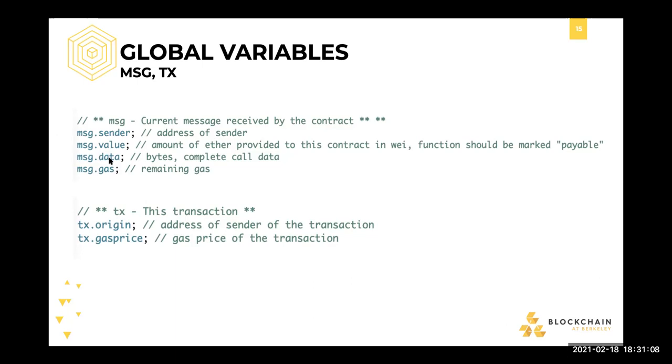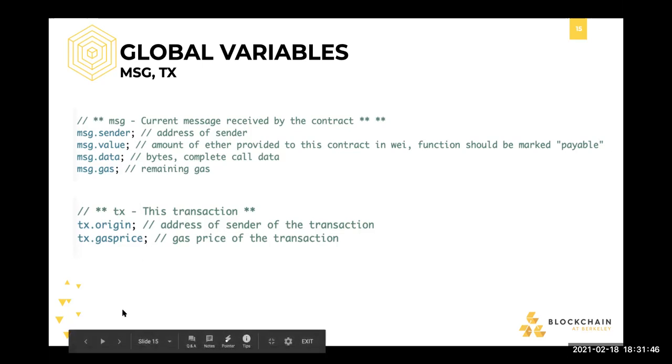And then the data is the complete call data, which is in bytes, and it's pretty much the bytecode of the message. And then the remaining gas, because we need to remember that each transaction in Ethereum uses gas. So we need to know that we have enough gas for the message to run, because if we don't have enough gas, then the contract would just void the transaction. And tx is a transaction. The origin of the transaction is the absolute address. We'll talk a bit more about this later. And the gas price is how much this current transaction costs in gas.